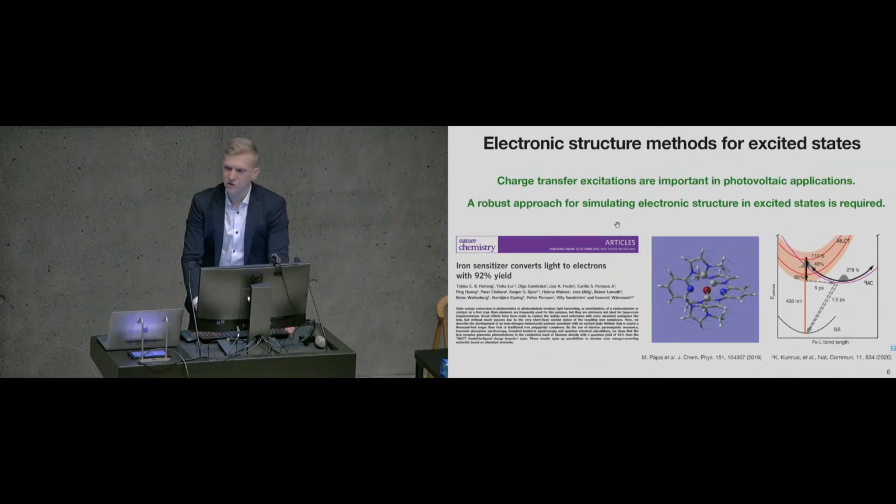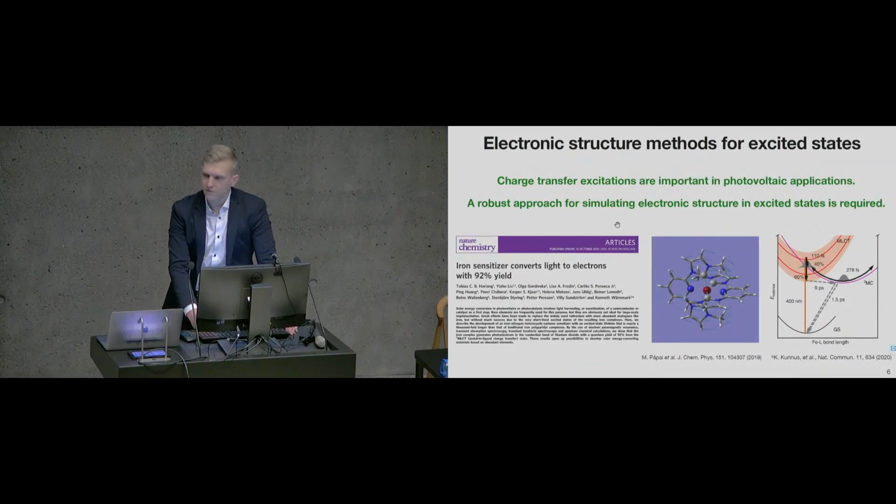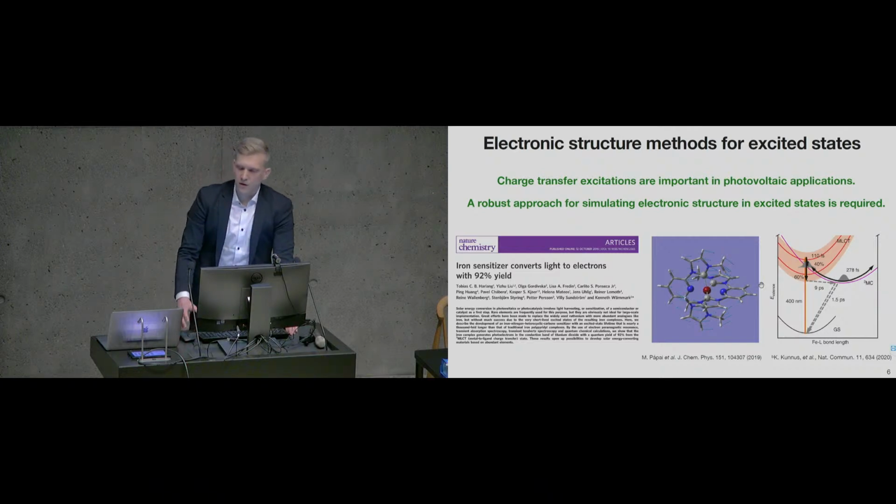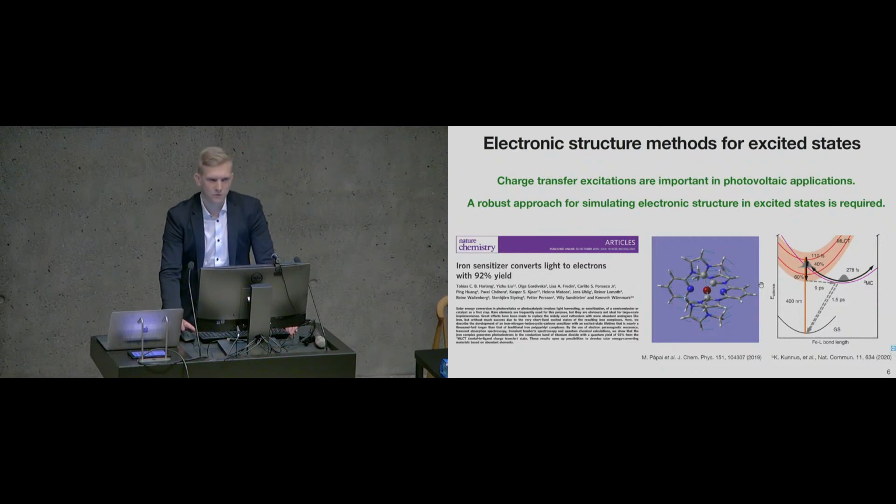However, charge transfer excitations are very important in applications, for example, in photovoltaics applications. One example of such a system is molecular photosensitizers, like iron photosensitizers. The relevant charge transfer excitation here is a promotion of an electron from a metal center to the ligands. And what we would like to do is describe the photoinduced dynamics of such a complex.